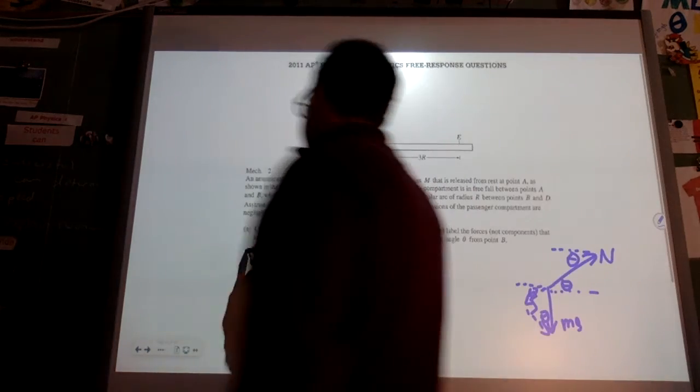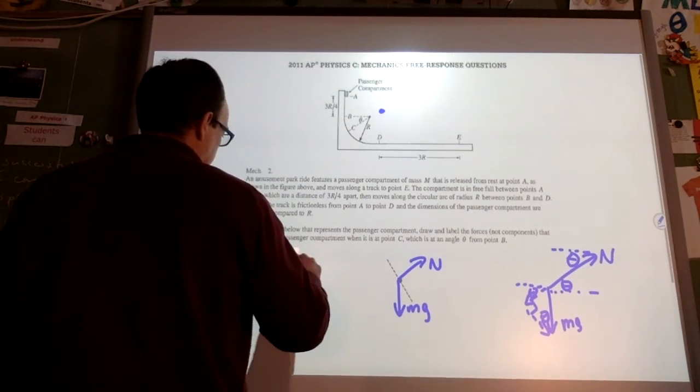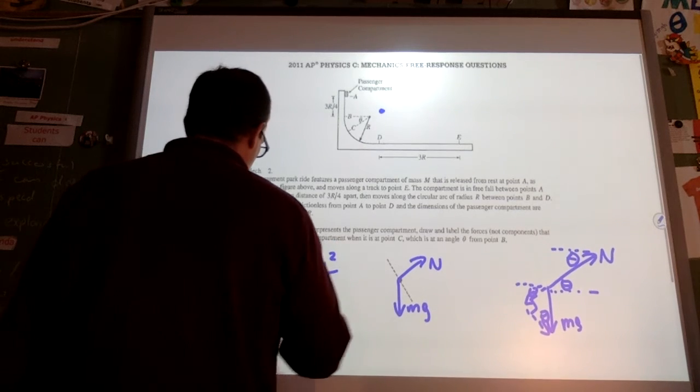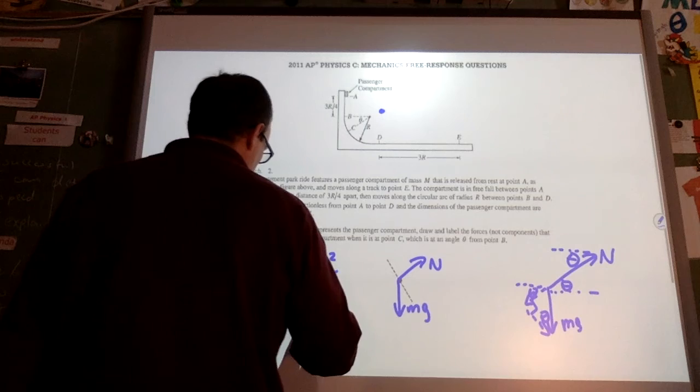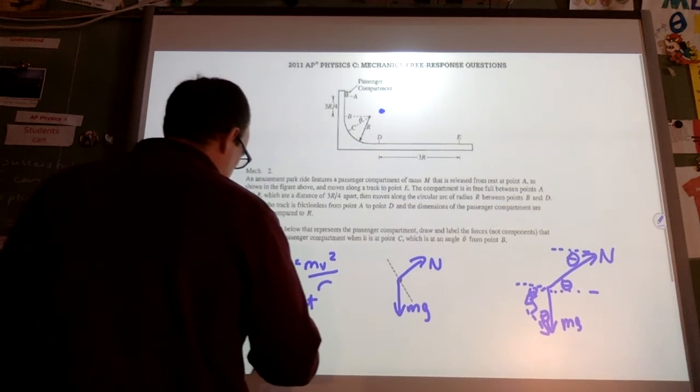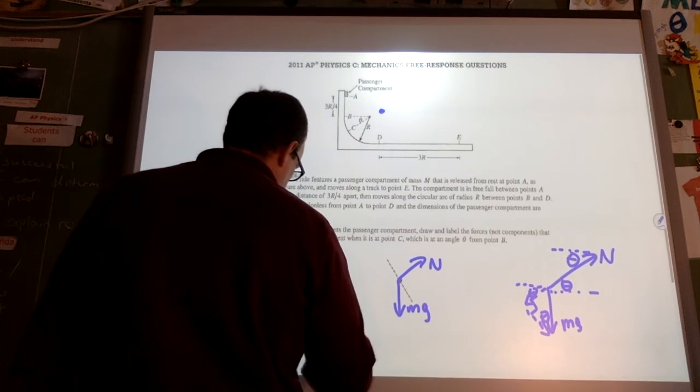So I'm going to have F net equals mv squared over r. I'm going to take the forces in minus out. In is N, out is going to be mg sine of theta.